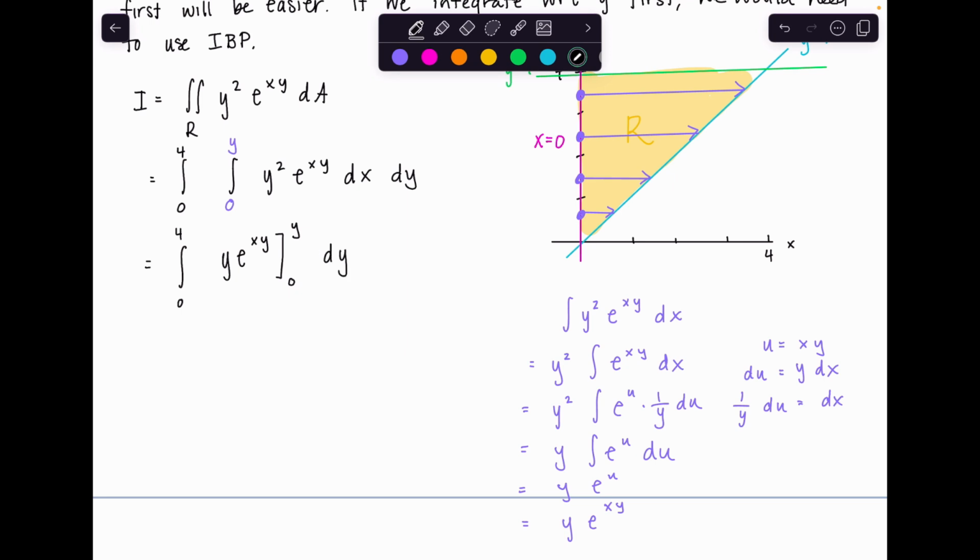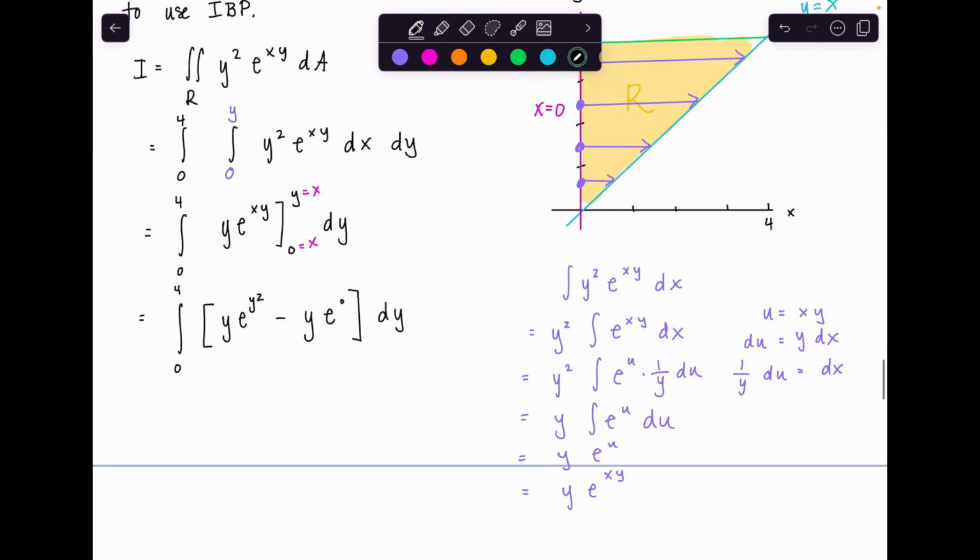And then we integrate with respect to y. So again, I'm replacing x by these expressions. So this becomes the integral from 0 to 4. When I plug in the upper bound, that's y times e to the y times y. So that's y squared e to the y squared minus y e to the 0. And unfortunately, that doesn't disappear. E to the 0 is 1.